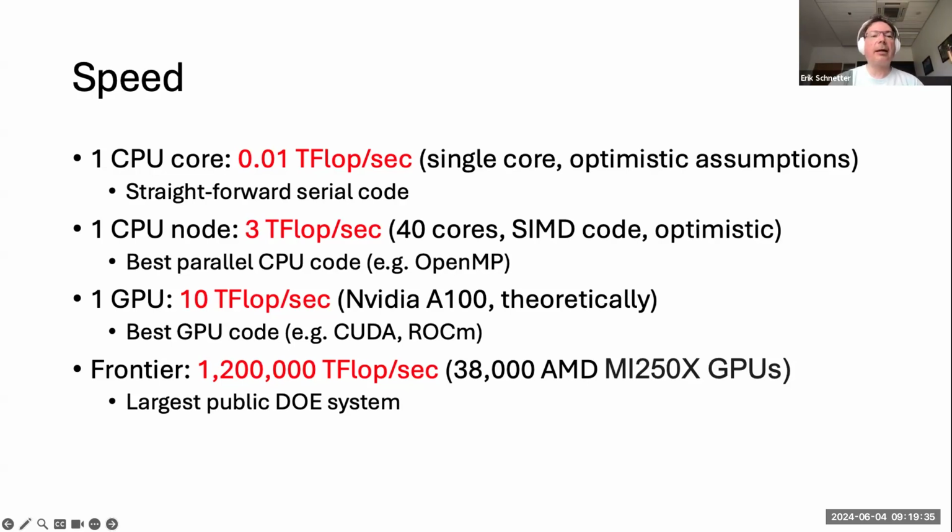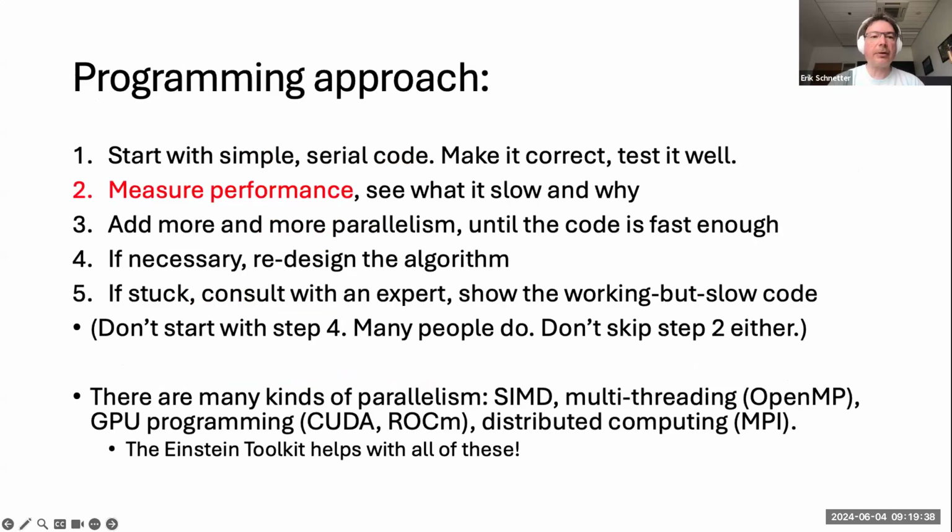Now, I mentioned earlier that when you develop a new code, it's important to start with a simple and serial code, make sure it's correct, test it well, and write some test cases. The Einstein Toolkit has support for maintaining and running test cases. They're easy to run so that when you make changes later, you can rerun the test cases and check whether the code is still correct afterwards. And then after I've written a simple serial code that is correct and does all the physics that we want, the next step is you would measure the performance. And then you see what is slow and why it's slow.